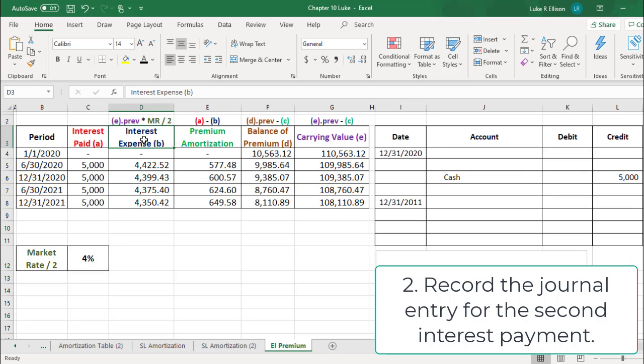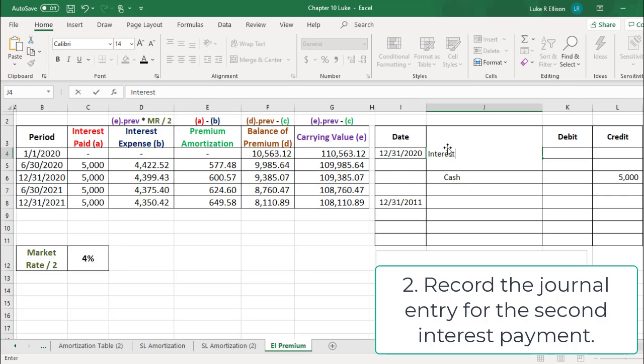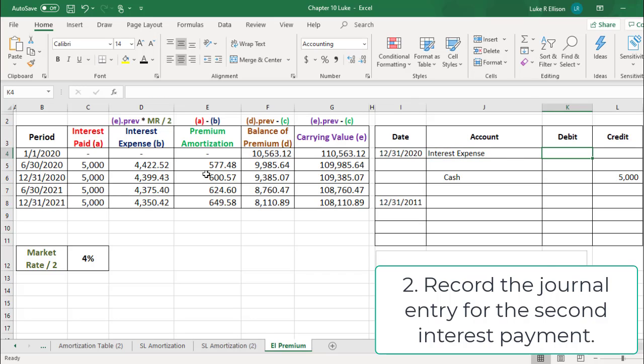Next, I'll think about the interest expense. And that's exactly the account name. We're going to use interest expense. And expenses increase with a debit. So that's going to be a debit to interest expense in the amount of $4,399.43. Next, we have the premium amortization.